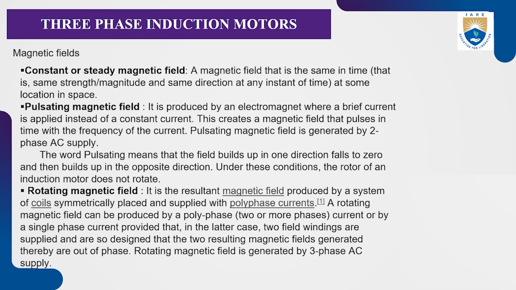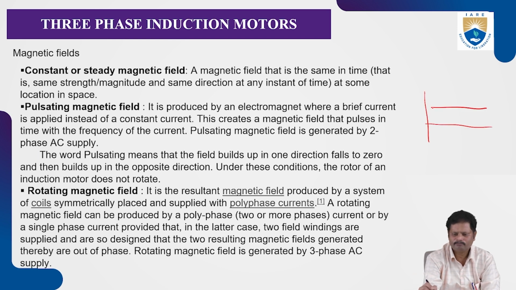What is meant by a constant or steady magnetic field? It is a magnetic field that is constant with respect to time, that is, the same strength, magnitude and same direction at any instant of time.